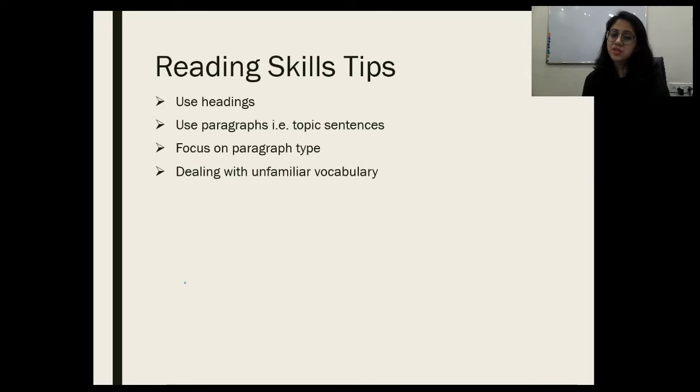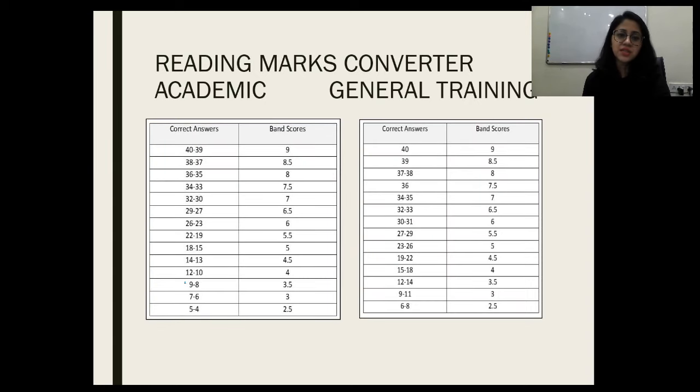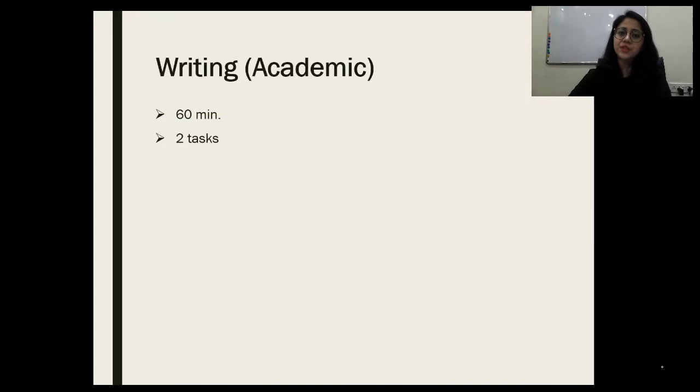Reading skills tips: use headings, use paragraphs, that is topic sentences. Focus on paragraph type, dealing with unfamiliar vocabulary. Now, this is the reading marks converter for academic students, and this one is for general training students. You can see that when it comes to the band converter, general training marking is more difficult than academic marking. In the case of the question paper, academic is more difficult than general training.